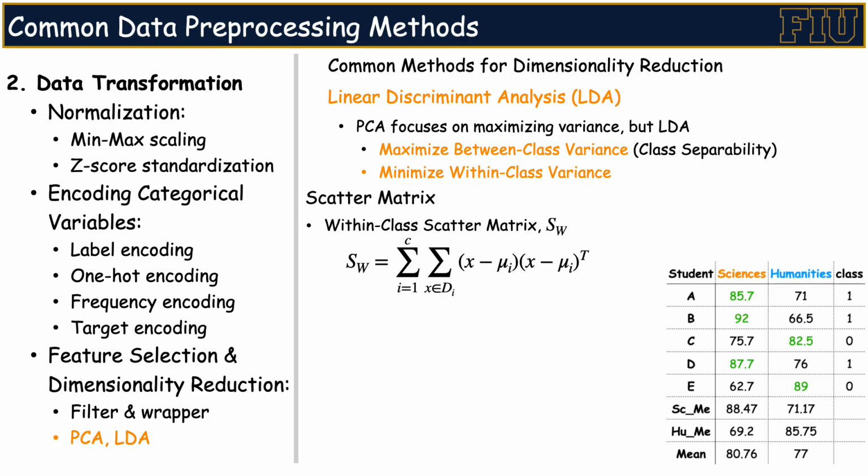This is similar to calculating the variance for each class. Then, we add up the variance from each class to get a resulting matrix, which we call the scatter matrix. This matrix measures how scattered the samples within the same class are. The goal is to minimize this scatter so that samples within the same class are tightly grouped together.